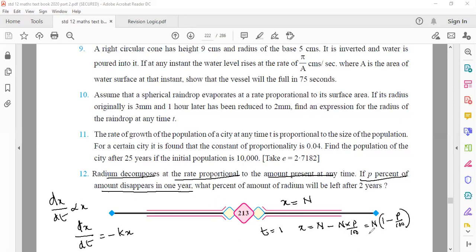This is very, very important. That's why I did this problem. So it says disappears. So what is left? That you need to write as x. X is the amount present at that time. Then what percentage of radium will be left after 2 years? Here we can say when t is 2, how much is x? Please start yourself. Everybody start this problem.